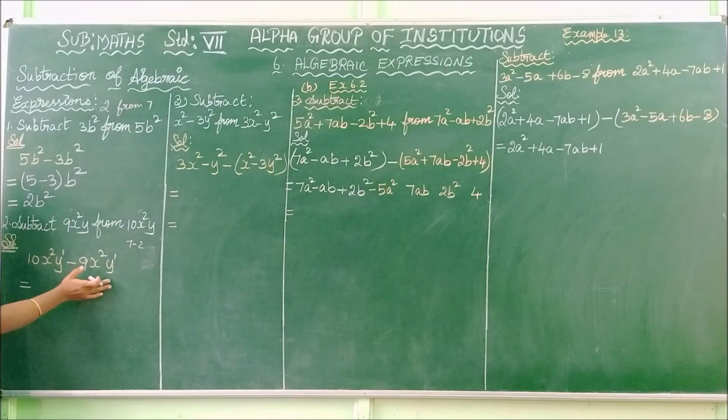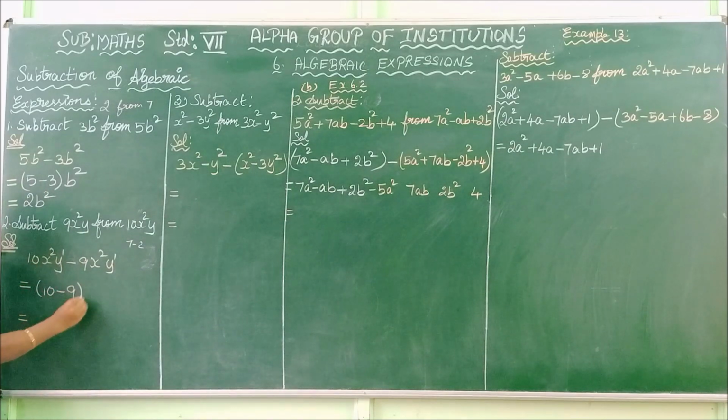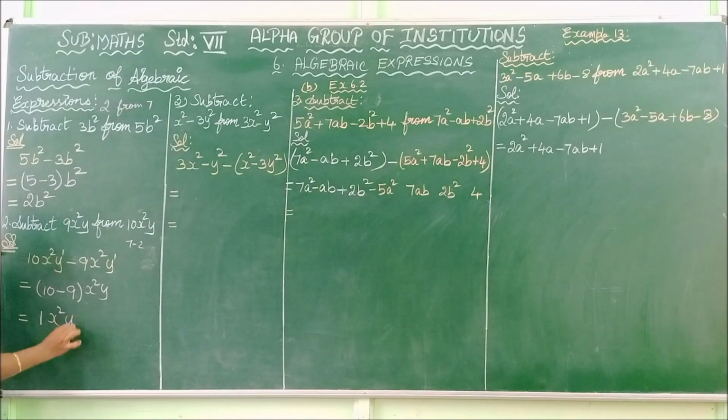Now we are going to subtract this. How can we subtract the two terms? By evaluating their numerical coefficients. So 10 minus 9. After that you have to write the variables, that is x square y. So 10 minus 9, what is your answer? 1 x square y. So in the next step you write only the variables x square y. It is understood that here we have 1. Okay.